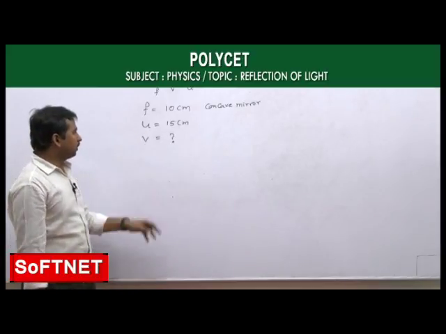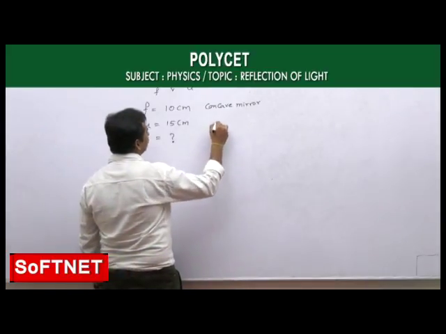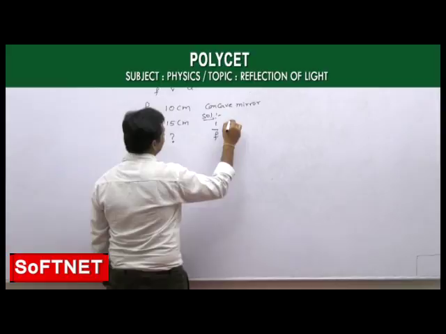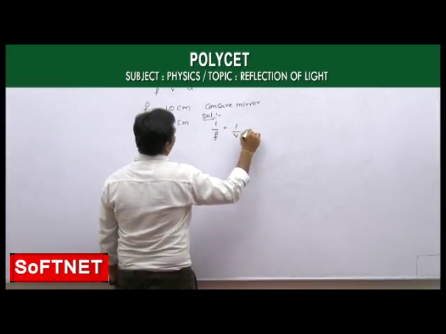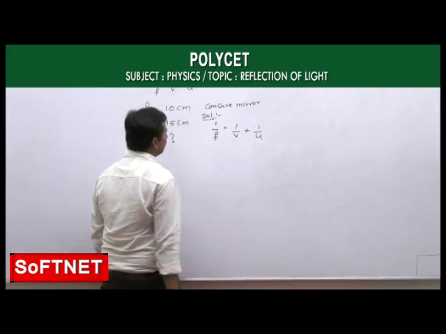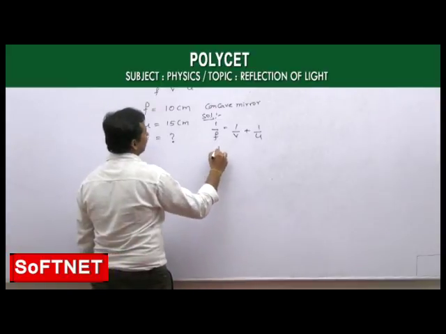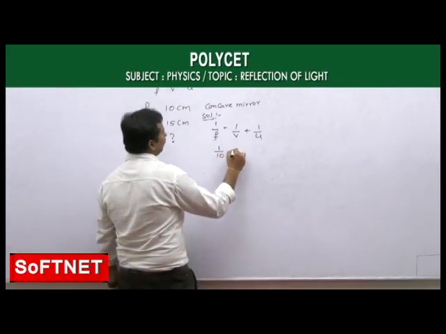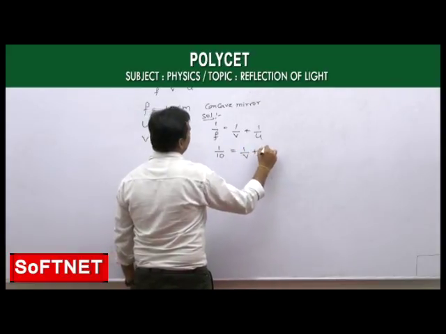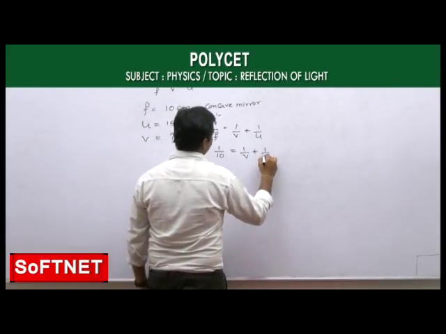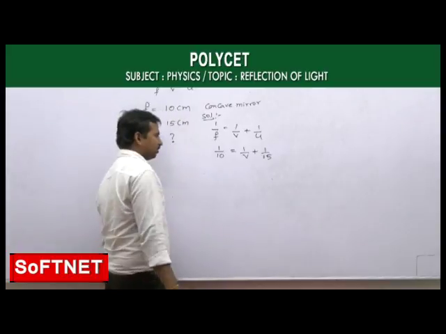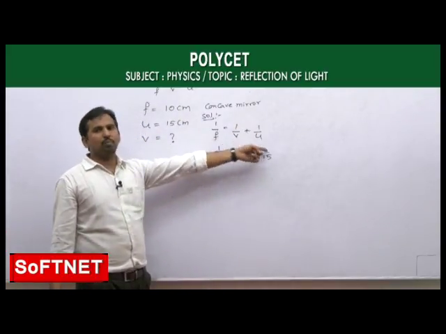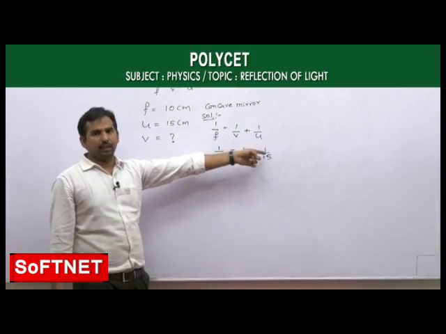The first step, after taking the formula, is this. The solution: 1 by f is equal to 1 by v plus 1 by u. The focal length value is given, so directly substitute the given values. Focal length is 10, the image distance we don't know, whereas the object distance of 15 centimeters is already given here. So we get 1 by 10 is equal to 1 by v plus 1 by 15.